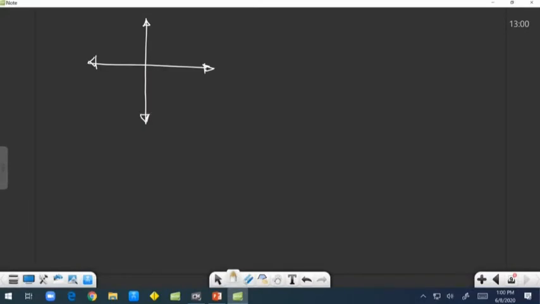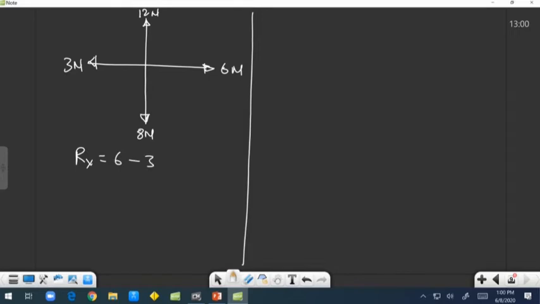We have here 12 newtons, here 8 newtons, here 6 newtons, and here 3 newtons. Now I want to find the resultant of this and the direction with respect to the horizontal component. So to find the resultant, let us get the Rx. And Rx will give us 6 minus 3, and that is 3 newtons. And Ry is equal to 12 minus 8, and that is 4 newtons.